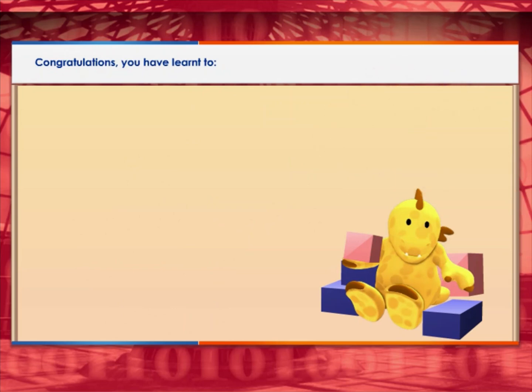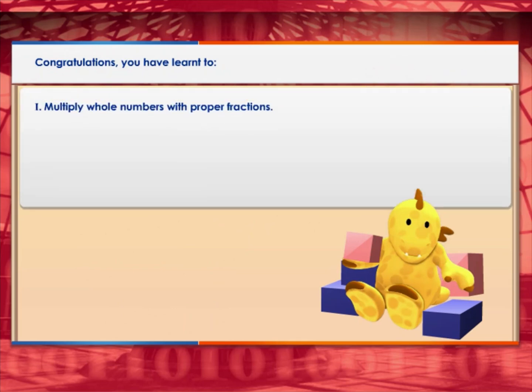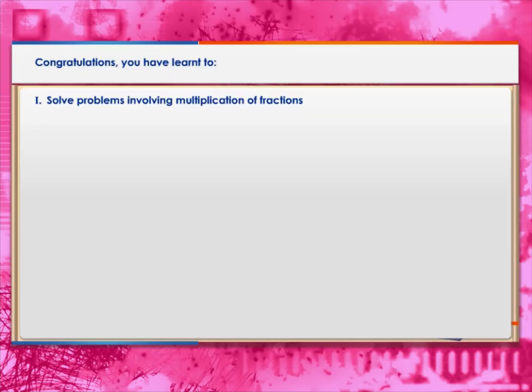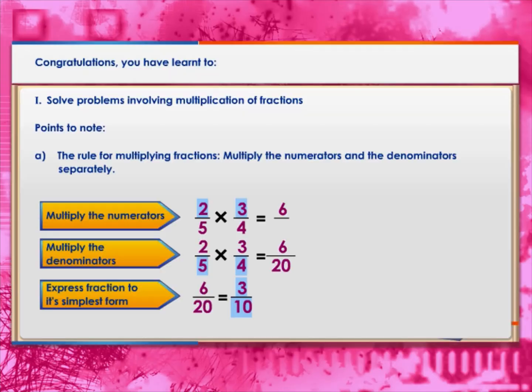Congratulations! You have learned to multiply whole numbers with proper fraction. The product can be written in mixed form, can be rewritten in the simplest form. Solve problems involving multiplication of fractions. The rule for multiplying fractions. Multiply the numerators and the denominators separately. Remember to always give your answer in the lowest term and as a mixed number if possible.